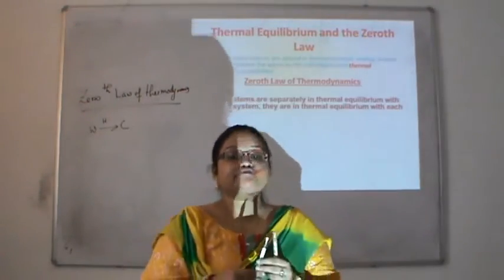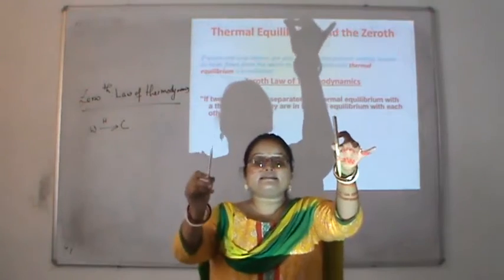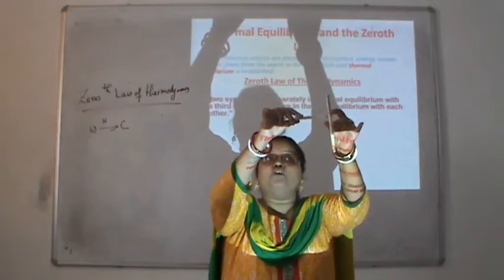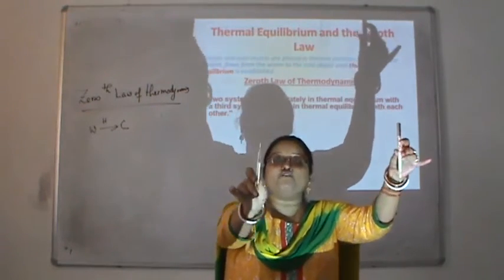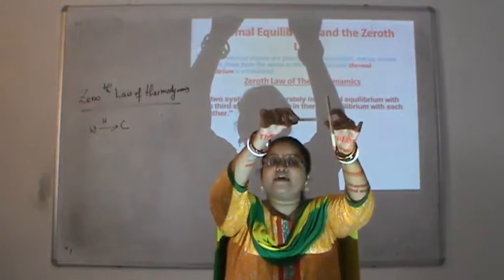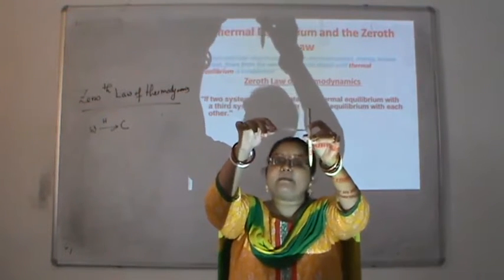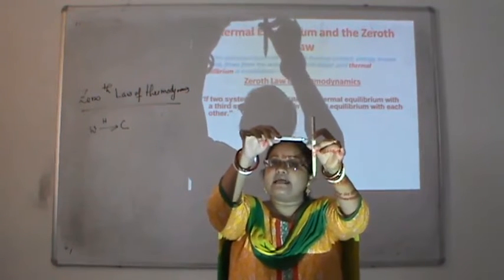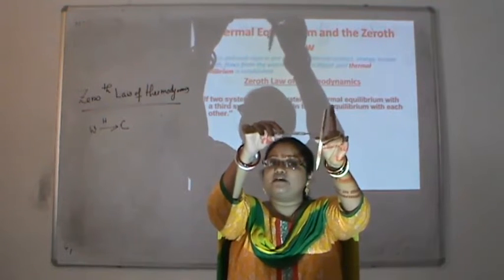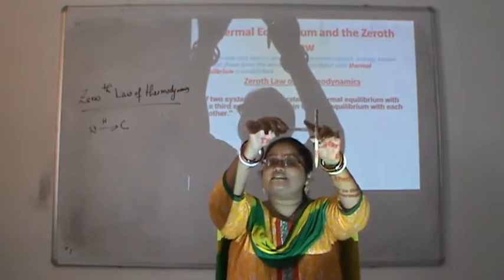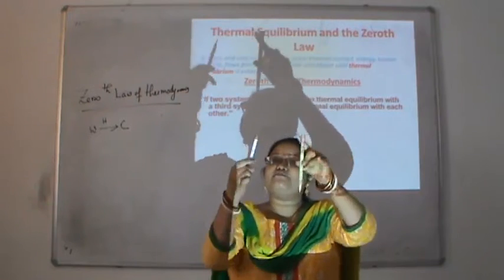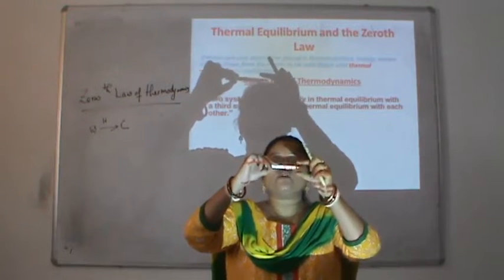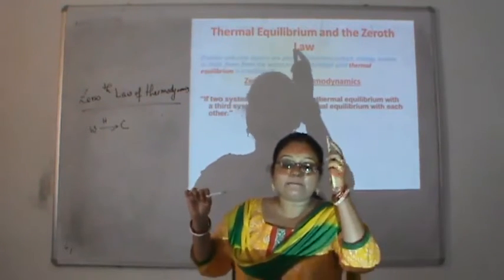The statement is, if system A is in thermal equilibrium with system B, if the temperature of this system and the temperature of this thermometer are the same, because when we attach the thermometer, when we make thermal contact of the thermometer with this system, then we get the temperature of that system. That means the temperature of system A is equal to the temperature of system B, and we are getting the reading, that is 37 degrees centigrade.